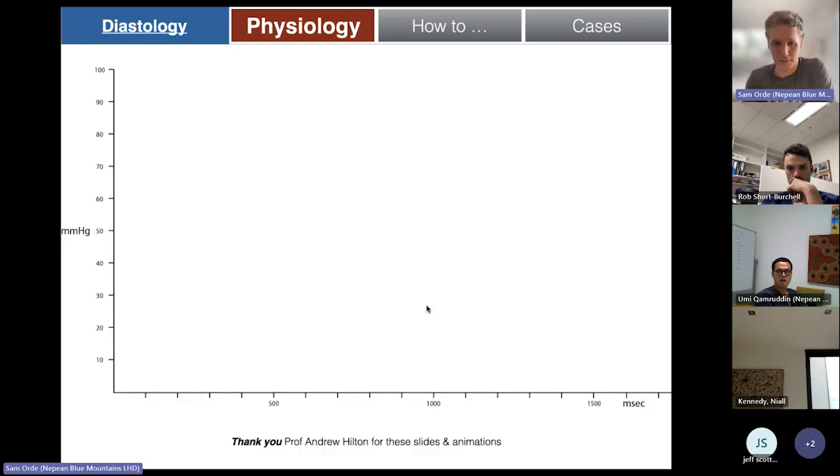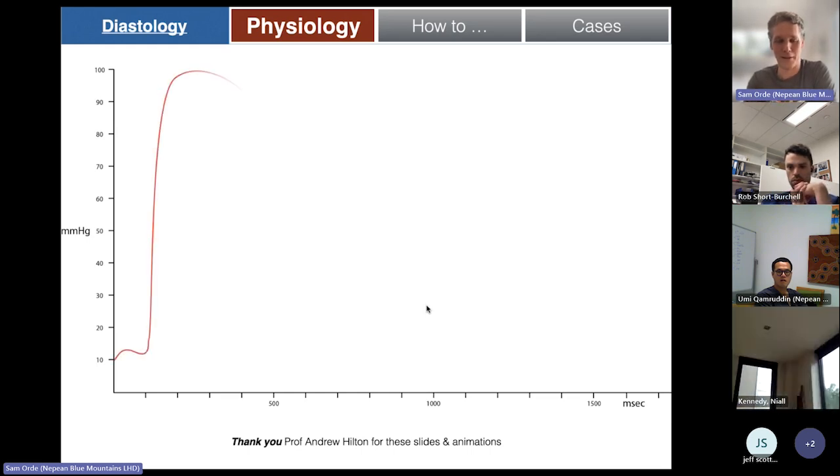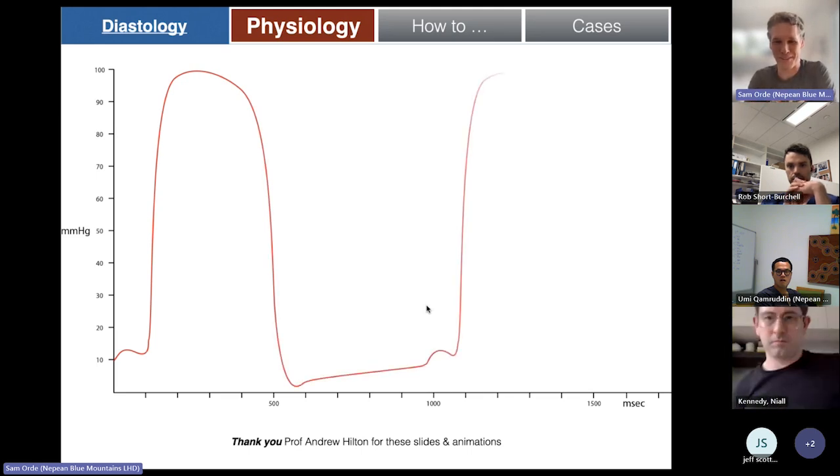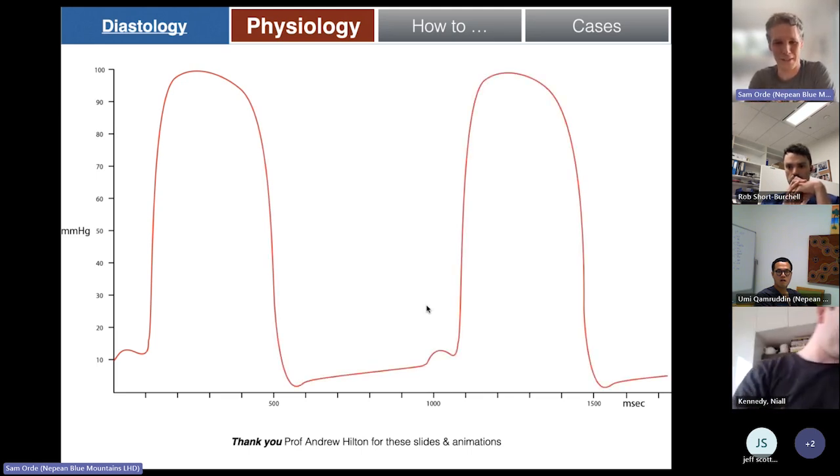Right, let's talk about some of the physiology. I'll just say a massive thanks to the late Andrew Hilton. He's the guy that taught me how to do diastolic dysfunction. He made these slides, and I'll forever be grateful that he let me steal them off him, because they're beautifully made. He gave a great talk. He always talked beautifully on this, so I think about him when I'm talking about diastolic dysfunction.